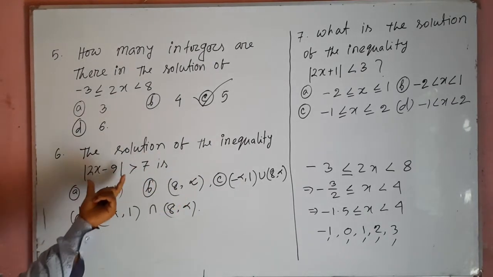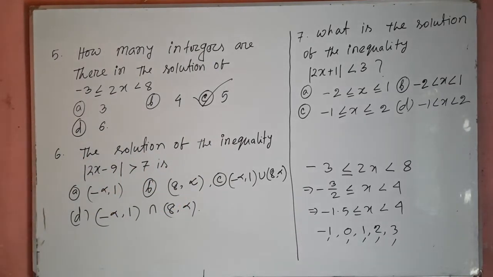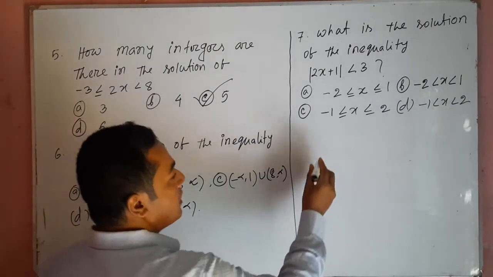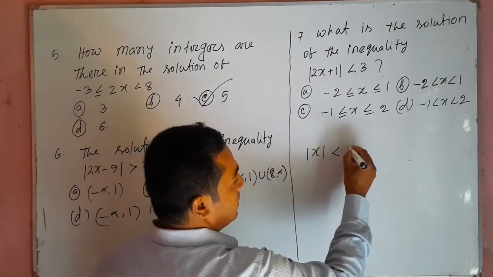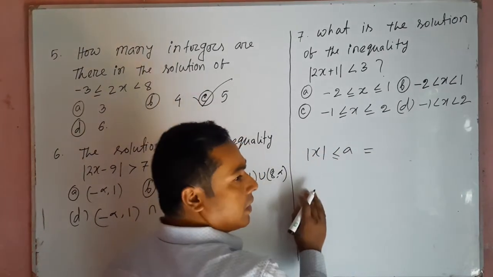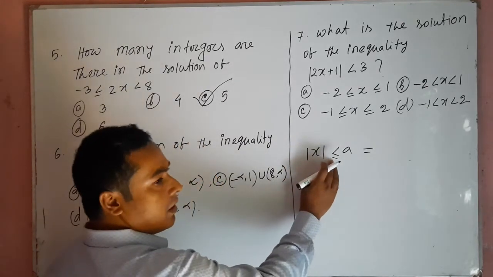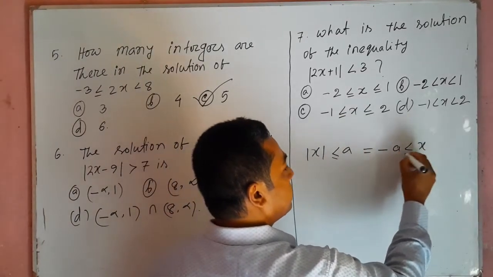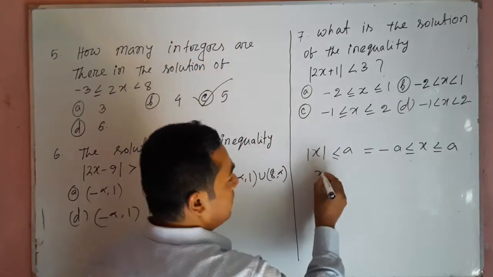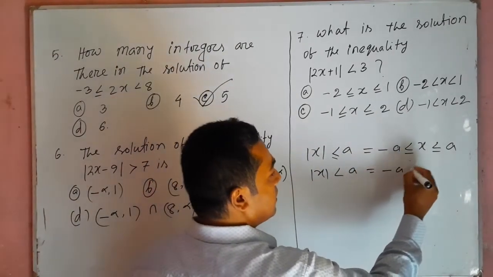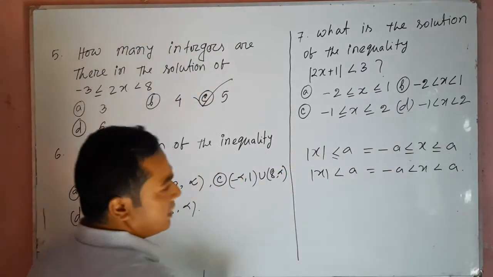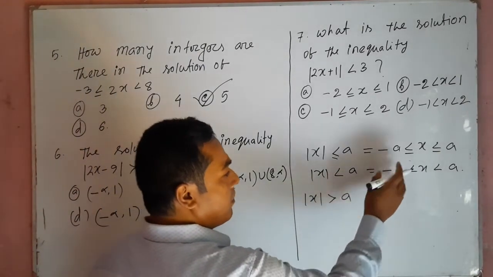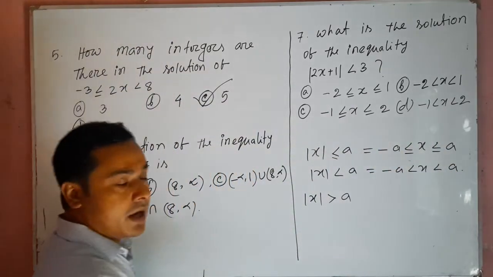Now, the solution of this inequality. At first you have to think how we can solve the inequality. It has two categories. The first one is if the inequality is the absolute value of x less than or equal to a, or less than a, then it is always written this way. And if it is less than a, then also write it this way. But if the absolute value of x is greater than a, then it is not like this. So how can we write it?